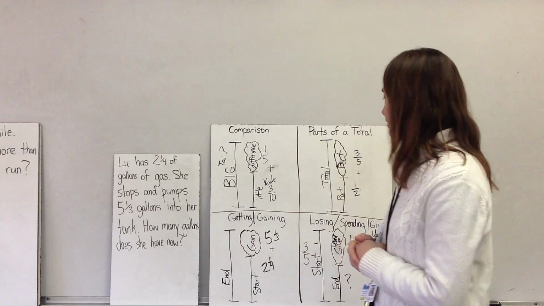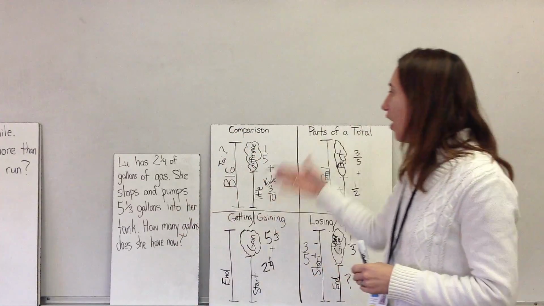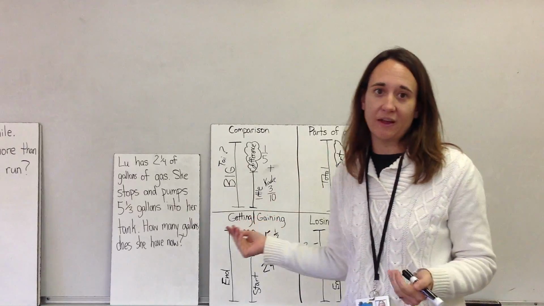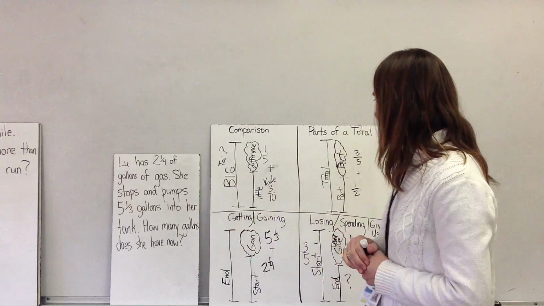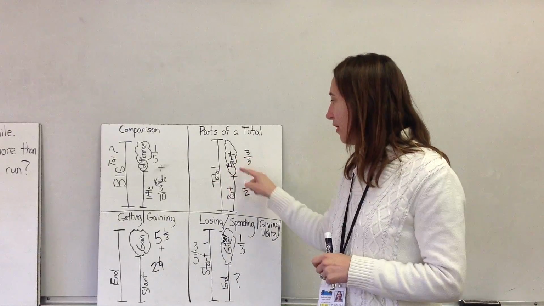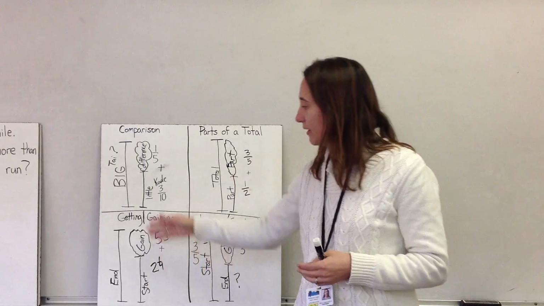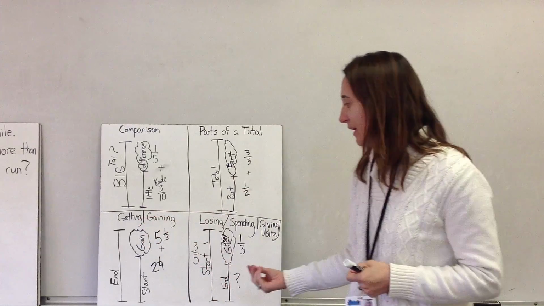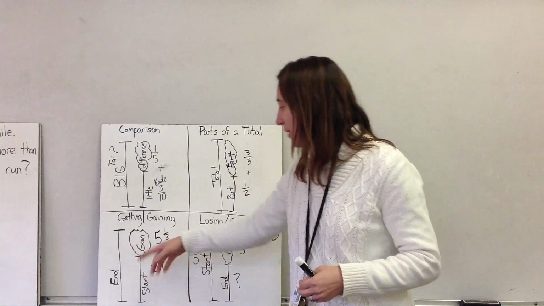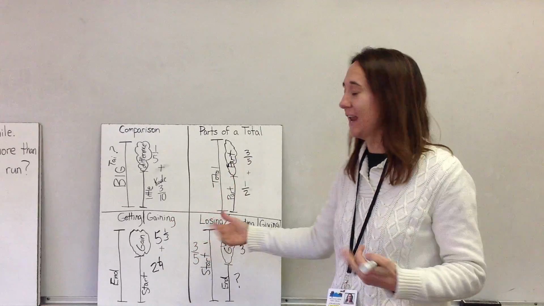Now, any of these, you can just change around the scenarios and change around the question and make all these, every comparison problem. This one was an addition, but of course we can find comparison problems that are subtraction. Same thing with parts of a total. If we were missing one of the parts instead of the total, we would have to subtract. And the same thing with getting or gaining something. If it had told us how much she started with and told us how much she ended up with and asked us how much she got, of course we would have to subtract to get that answer.